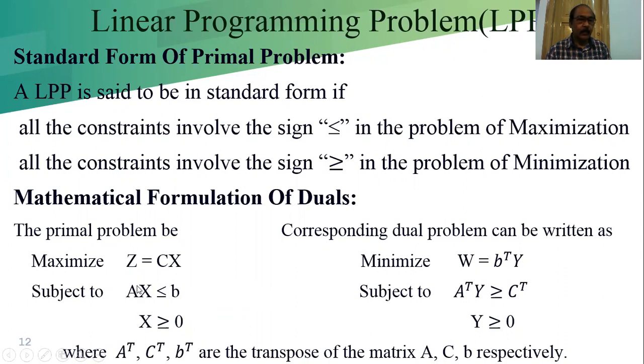A transpose multiplied with Y. So A transpose Y greater than or equal to, since it is a minimization problem, it is greater than or equal to, and C transpose: the coefficients in the objective function go to the right hand side. Here C is a row component and here it is converted to a column component, that's why C transpose, and Y greater than or equal to 0. A transpose, C transpose, B transpose are the transposes of the matrices A, C and B respectively.